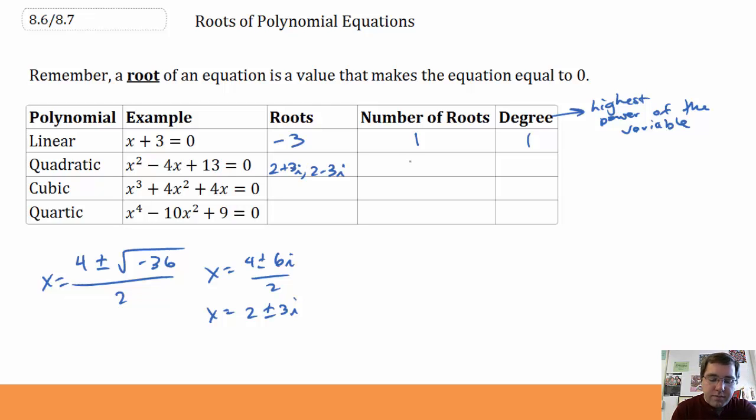How many roots are there? There are 2 of them. They are conjugates of each other, notice. And what's the degree of this? Well, the highest power of the variable is 2.